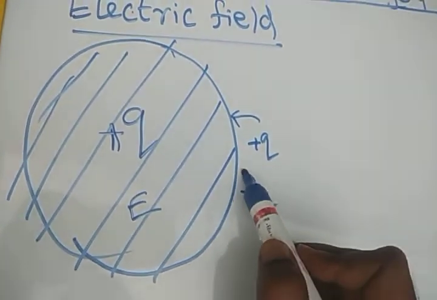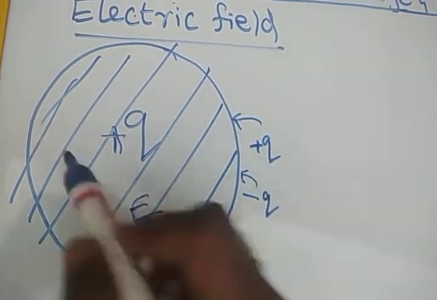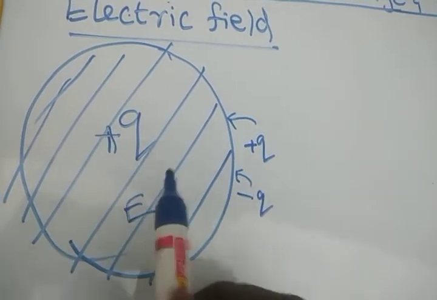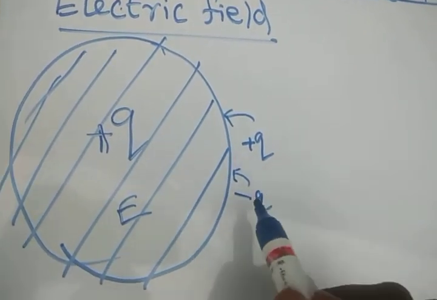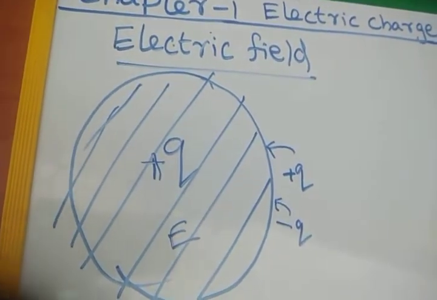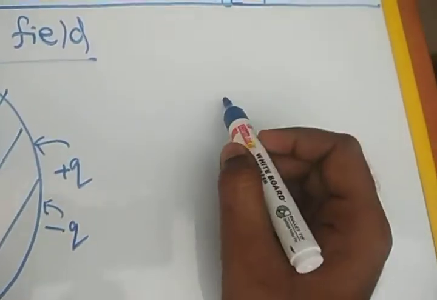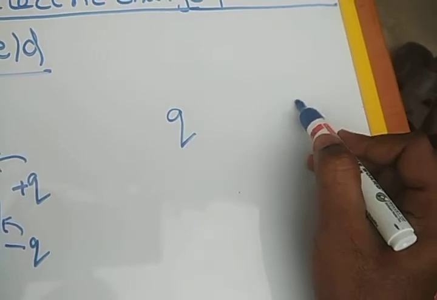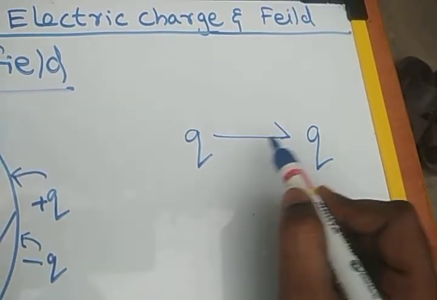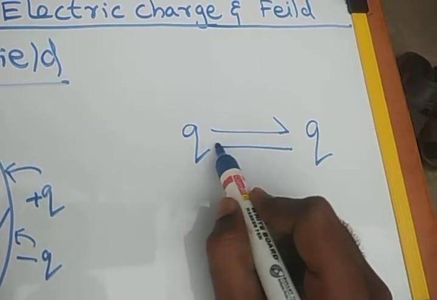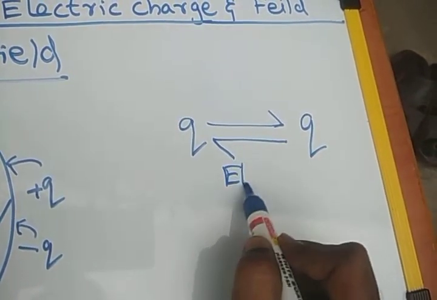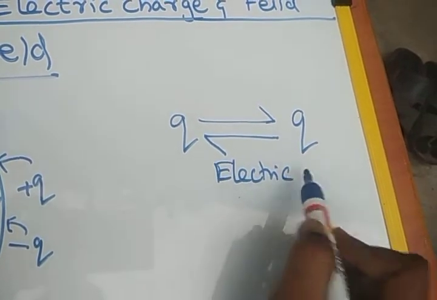Similarly, if the negative charge is coming closer to the positive charge, a force of attraction will take place only when this charge enters the electric field of the other charge. So very simply, I can explain that the two charges Q1 and Q2 will communicate with each other, and the force of attraction or repulsion will take place only through the electric field of each charge.